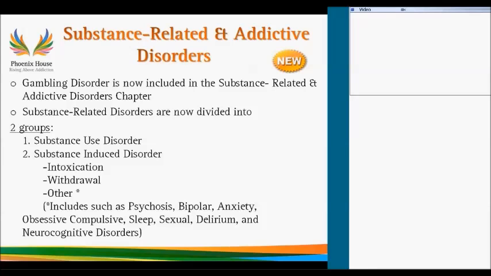I think I mentioned previously, gambling disorder is now included in this chapter. It has its own separate criteria and therefore its own separate severity index criteria that is different from substance abuse. So I want to mention that.